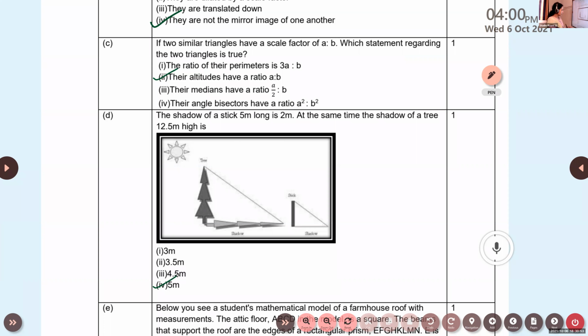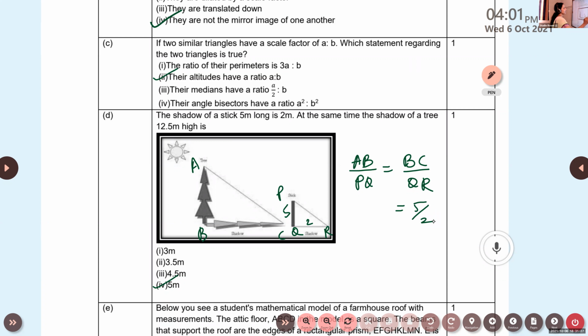Children, others, is it okay? Are you able to do this? Because these two are similar, if you want, we can name this as A, B, C, P, Q, R. So we get AB by PQ is equal to BC by QR. So AB is the shadow of a stick, 5 meter. So stick's length is 5 meter, shadow is 2. So 5 by 2. At the same time, the shadow of a tree is 12 meter high.